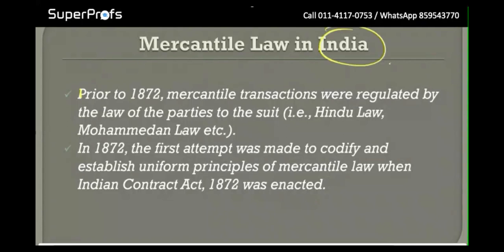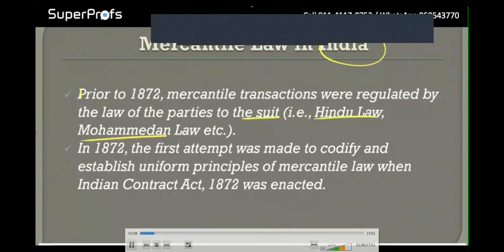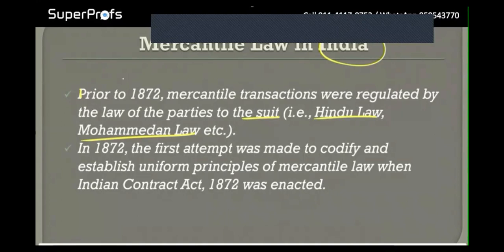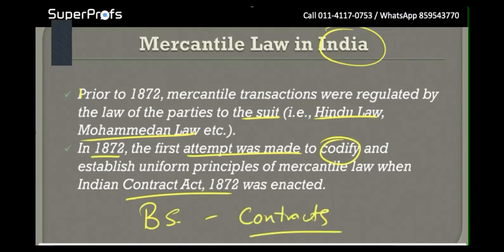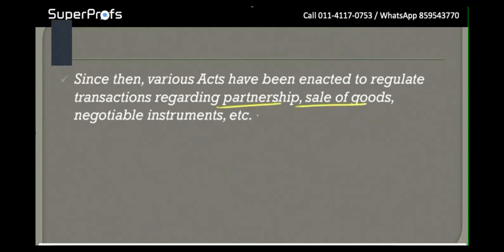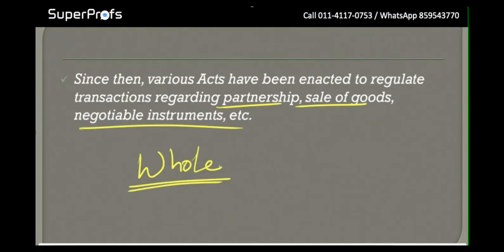Let us look at the law in India. Prior to 1872, mercantile transactions were regulated by the law of the parties to the suit, that is Hindu law, Mohammedan law, whatever. So if the businessman was Hindu, Hindu law was applicable. In 1872, the first attempt was made to codify it as the Indian Contract Act, 1872. That is when we had a separate law for all business transactions and all kinds of contracts and agreements. After the Indian Contract Act, we have the Partnership Act, Sale of Goods Act, Negotiable Instruments Act, and multiple laws have come. So now we have a whole set of laws which we can call mercantile laws.